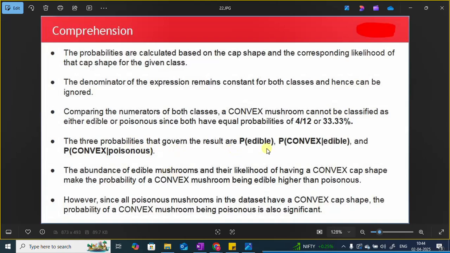The probabilities that govern the result are: probability of edible, probability of convex given edible, and probability of convex given poisonous. This is obviously for probability of edible. The abundance of edible mushrooms and their likelihood of having a convex cap shape make the probability of a convex mushroom being edible higher than being poisonous. However, since all poisonous mushrooms in the dataset have a convex cap shape, the probability of a convex mushroom being poisonous is also significant.